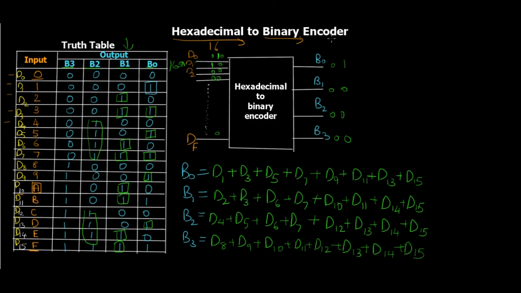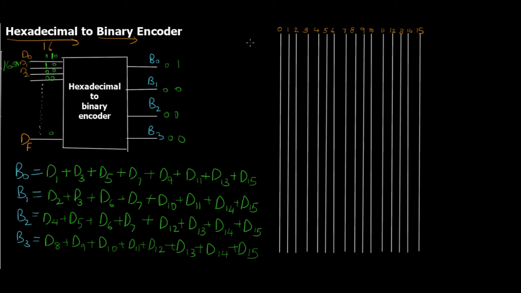Now we can easily construct the circuit diagram. So let's start off with constructing the circuit diagram. We need to first have 16 input lines. So let me just draw those lines. Okay, so I've drawn the 16 lines, and it looks a little big and complicated, but it's going to be very easy. So let's start off with the first one, that is B0.